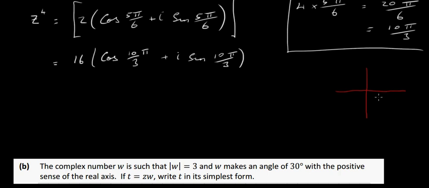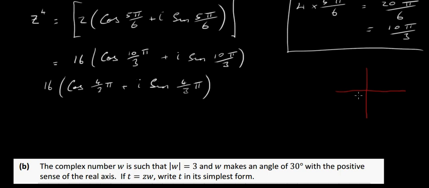So if we take 10 divided by 3, it goes in 3 times. So we're going to have 3 pi's and 1/3 of a pi as well. In other words, we're going to go around 2 pi, and then we're going to be left with 4 pi over 3. So really what I'm going to be looking at here is 16 times cos 4 over 3 pi plus i sine 4 over 3 pi, because there's a 2 pi in 10 over 3, we're going to go all the way around once, which is 2 pi, and then we have 4 over 3 pi left over.